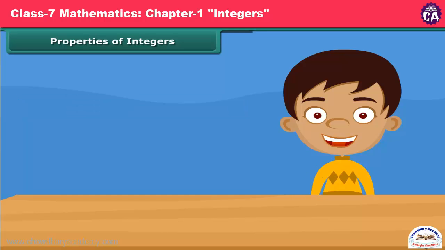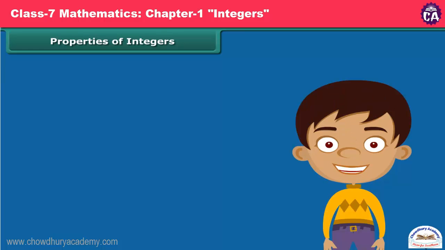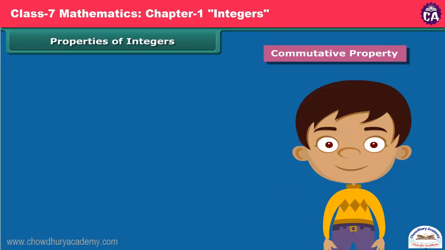In general, for any two integers a and b, a plus b is an integer. Similarly, if a and b are two integers, then a minus b is also an integer. Let's now move towards another property, that is commutative property.